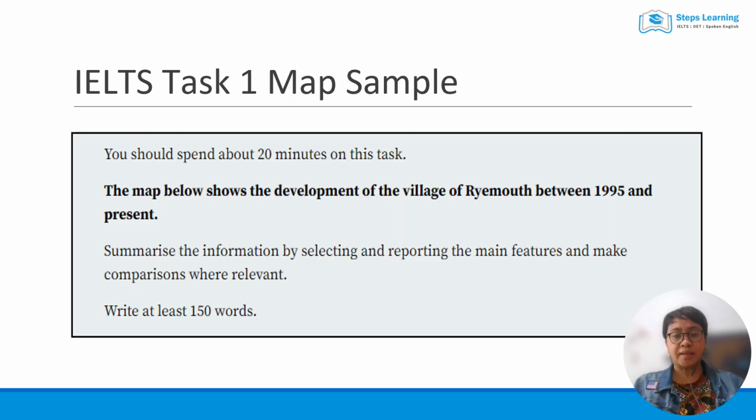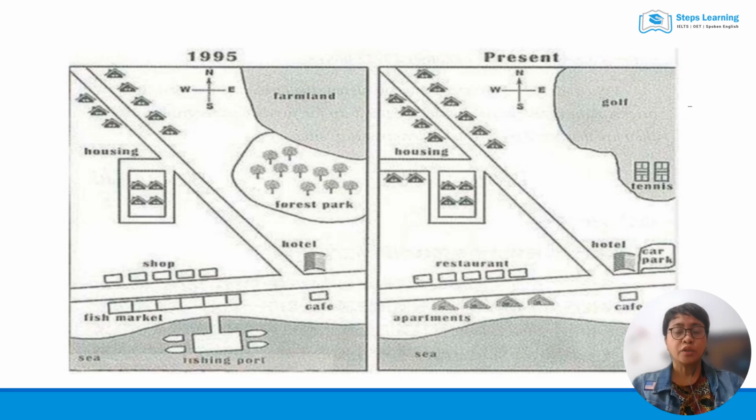So here is a sample question. You should spend about 20 minutes on this task. The map below shows the development of the village of Rymount between 1995 and present. Summarize the information by selecting and reporting the main features and make comparisons where relevant. Write at least 150 words. So here is an example of a map. So we have the first 1995 and then the present map.